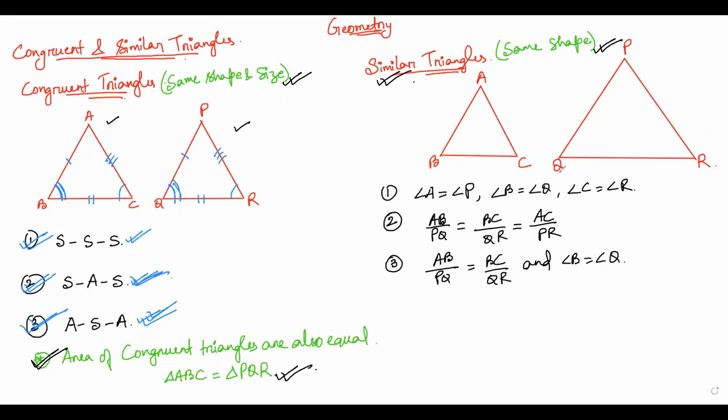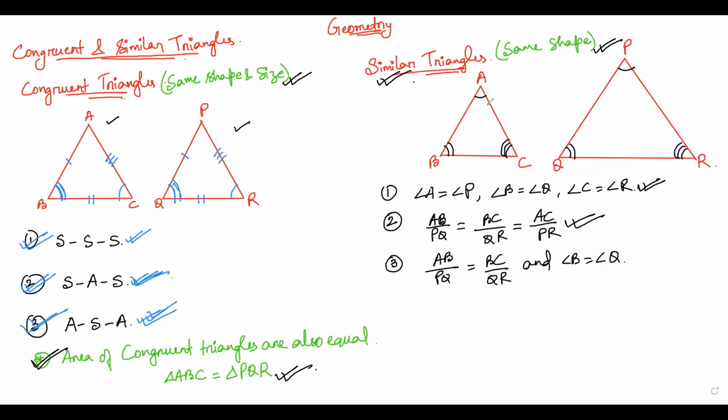Now, two triangles would be similar if the three angles of one triangle are respectively equal to the three angles of the second triangle. That is, if angle A is equal to angle P, angle B is equal to angle Q, and angle C is equal to angle R, then these two triangles are said to be similar triangles. Also, if the ratios of the corresponding sides are equal, then also the triangles are said to be similar.